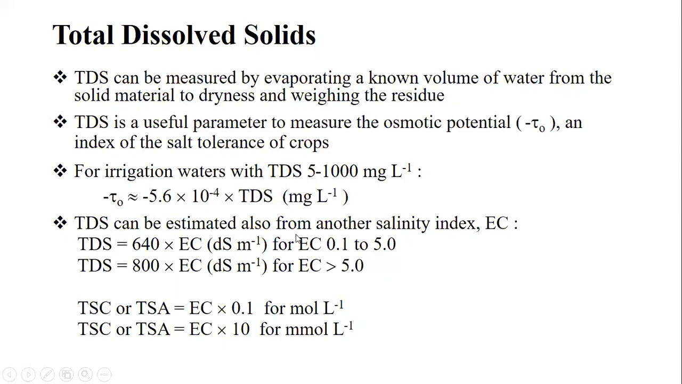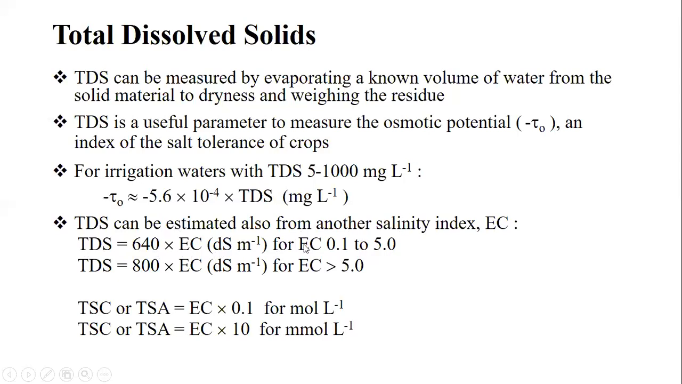TDS can be estimated also from another salinity index, the EC, electrical conductivity. TDS equals 640 times EC. The EC values, we will talk about them a little more later. This is Siemens per meter, for EC of 0.1 to 5.